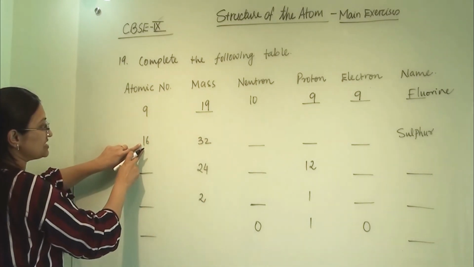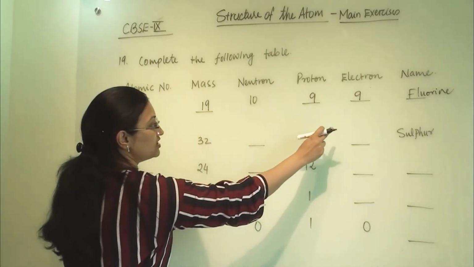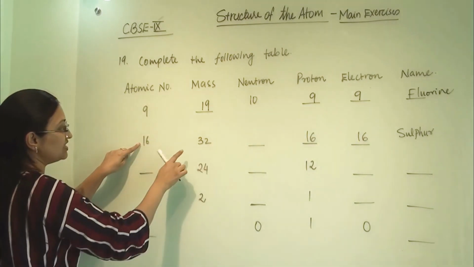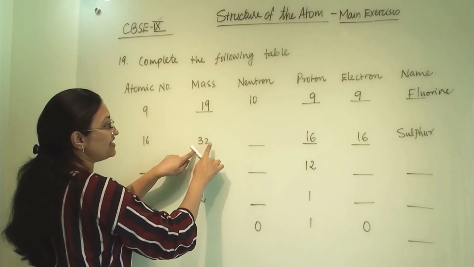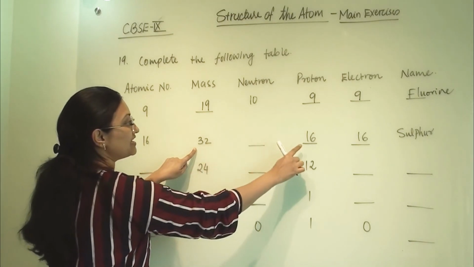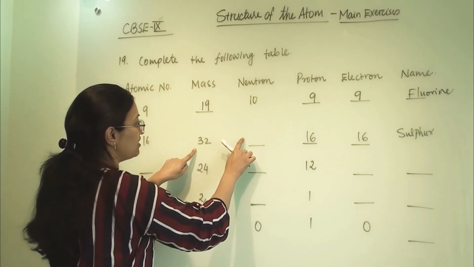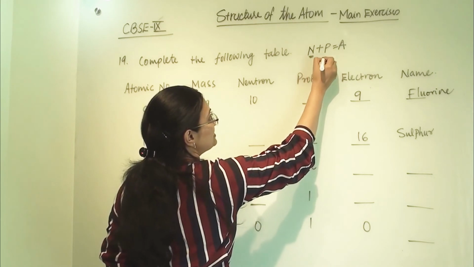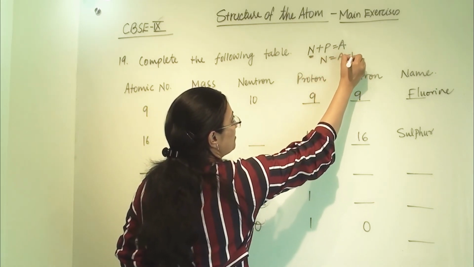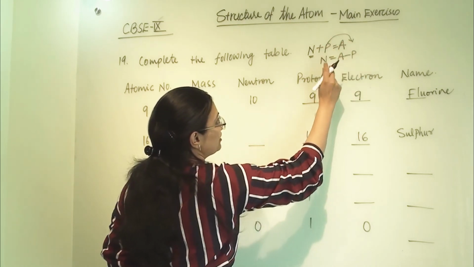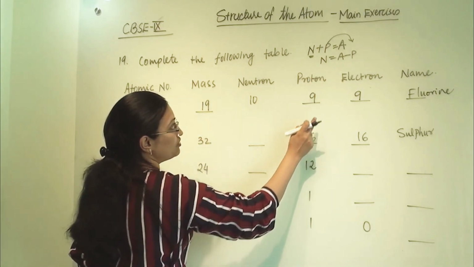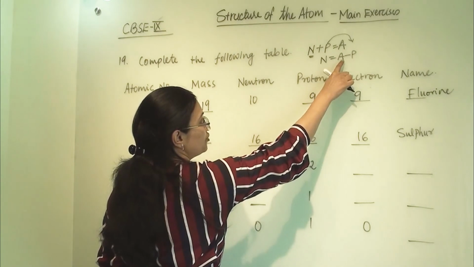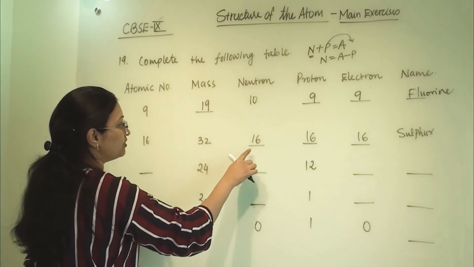Now next, atomic number is 16. Atomic number equals number of protons and number of electrons, so this 16 we can copy here, 16, 16. The element name they have already given. Now mass is 32, so we can do 32 minus 16 to get the number of neutrons. Why? Because number of neutrons plus number of protons gives us the mass number. So we write N equals A minus P. When we subtract number of protons from mass number, we get the neutron count. Either way we get 16, but it is better to subtract from the mass number, because if it is sometimes an isotope, it will be easy for us to find out.